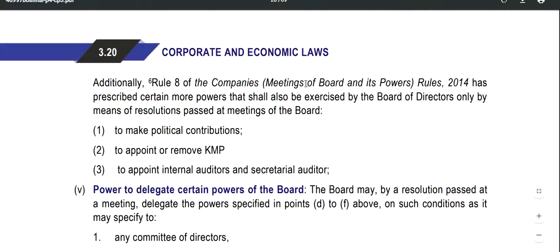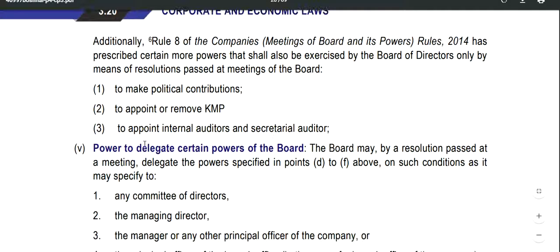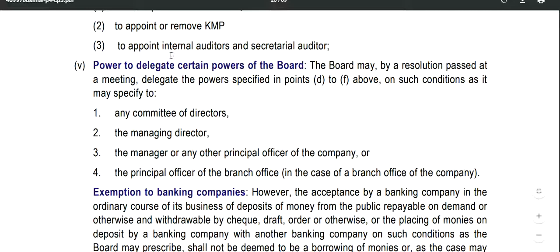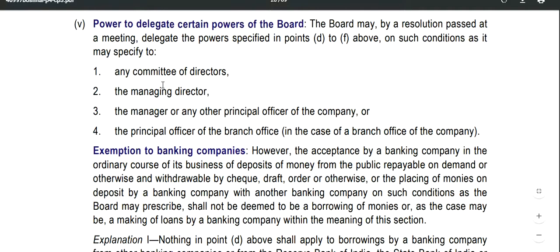Additionally, Rule 8 of the Companies rules has prescribed certain more powers. What is that? That also is by the board of directors only by means of a resolution passed at a meeting. Circulation is not possible. First one, to make political contribution; to appoint or remove key managerial personnel, KMP; to appoint internal auditors and secretarial auditors. Then power to delegate certain powers to any committee of directors, managing director, manager, any other principal officer of the company, or the principal officer of the branch office in case of a branch office of the company.